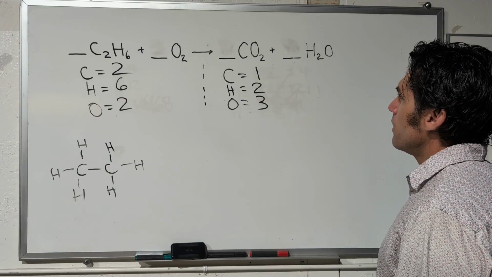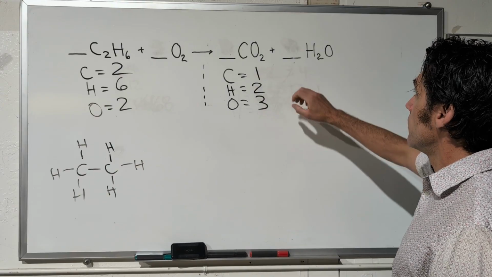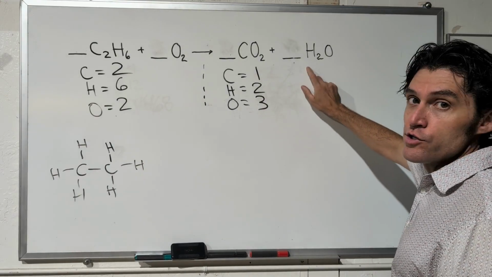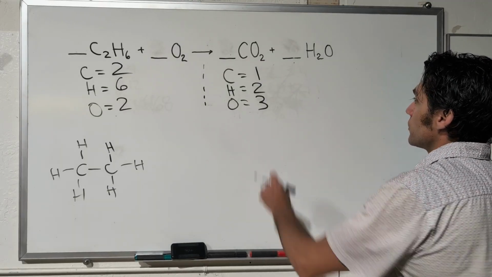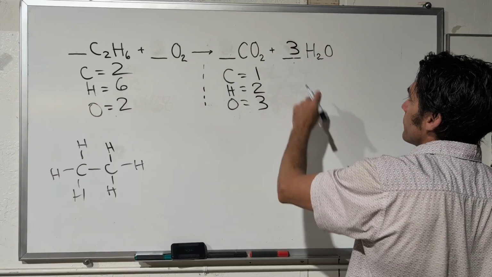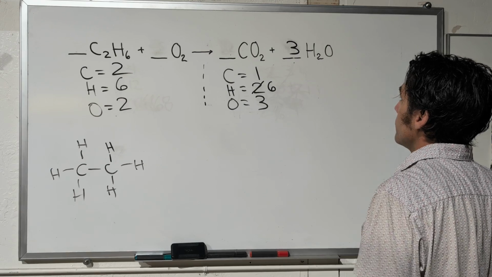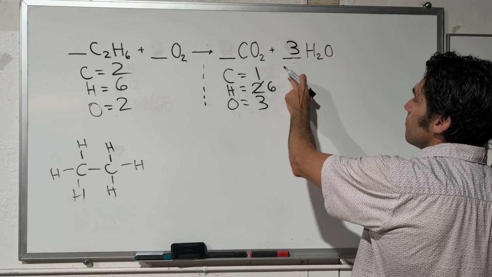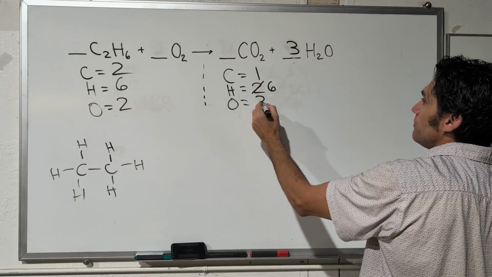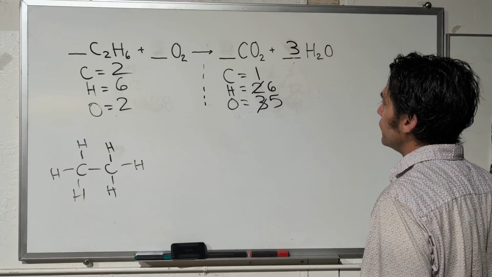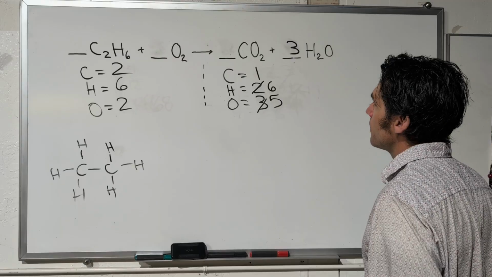Okay, so I think what I'm gonna try to do first is work with these hydrogens. I don't know why, I just think that's gonna be the way to go. So let's put a 3 right here, because that'll change that hydrogen to 6, which is what we want. But at the same time, it changes our number of oxygens from 2 to 3, 4, 5. And that's not exactly good, because we have 2 on that side.